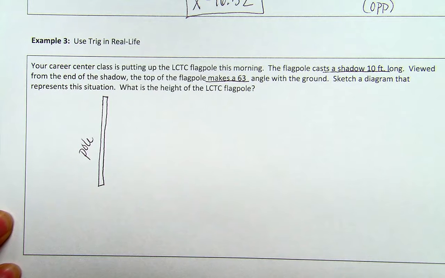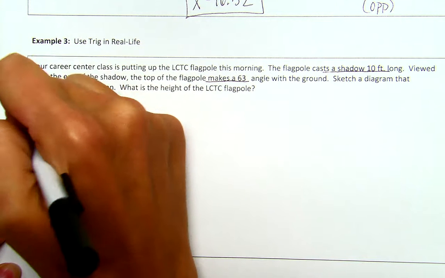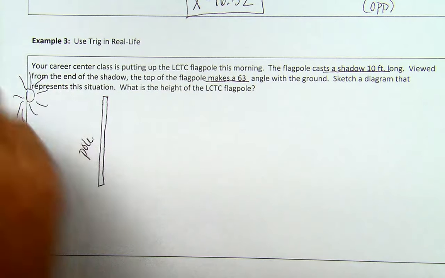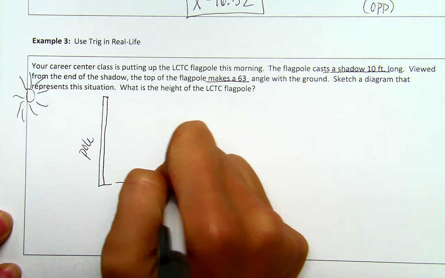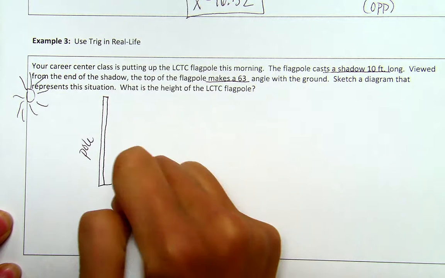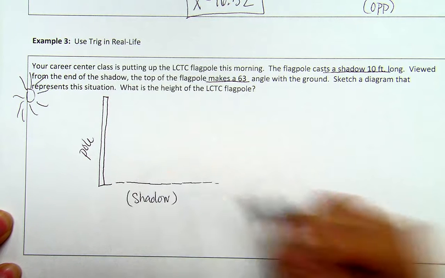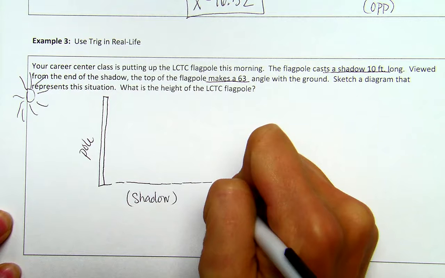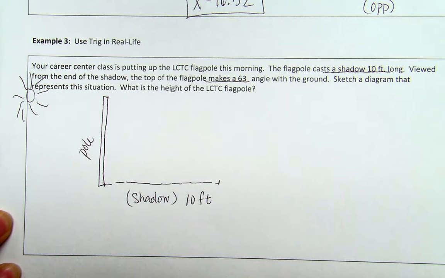And the first thing we know is that the flagpole casts a shadow that is 10 feet long. So let's say the sun is over in the corner, and it's shining down on the pole, and it casts the shadow, which is going to be this little dotted line. We'll call this the shadow. That is, from here to here, we know to be 10 feet long.